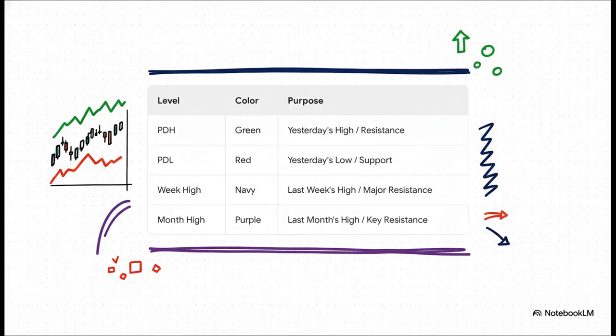And of course, to make all of this super easy to recognize in a split second, the script uses a very clear color coding system. The previous day's high is green, the low is red, the weekly high is a dark navy blue, and the monthly high is purple. This way, you can understand the context of any level with just a quick glance.